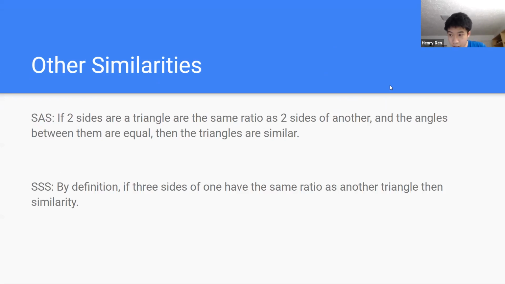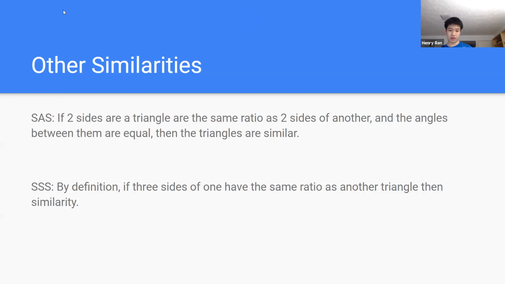All right, we have other similarities. You probably won't use these that much at all, but it's good to know. Side angle side. When two sides are proportional to the other and the angle between those two sides is equal, that creates similarity as well. But I'll call it now: you'll never use side angle side. I don't even know why I included it, but it's good to know. Side side side is just by definition. If three sides of a triangle have the same ratio as another triangle, they are similar.